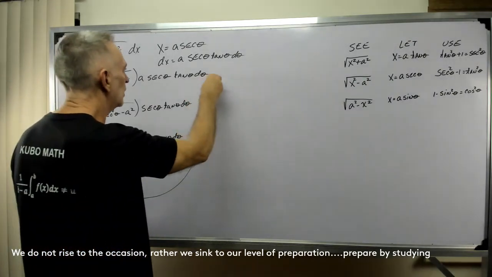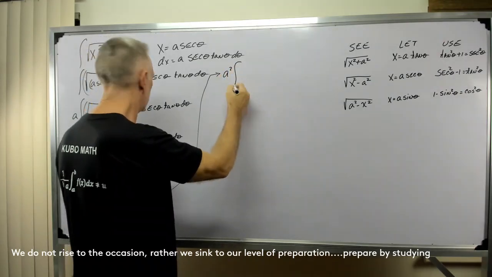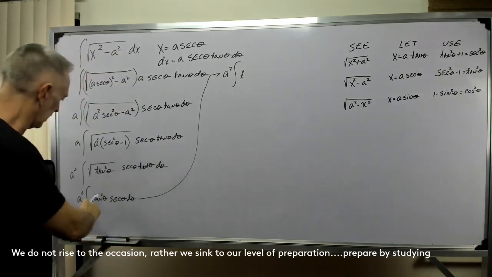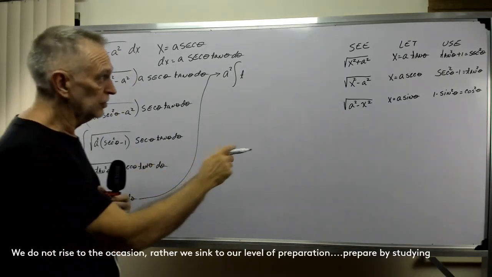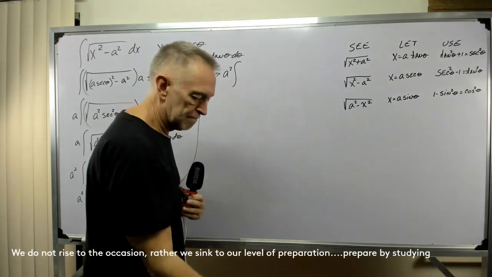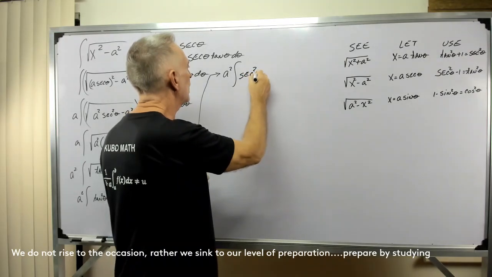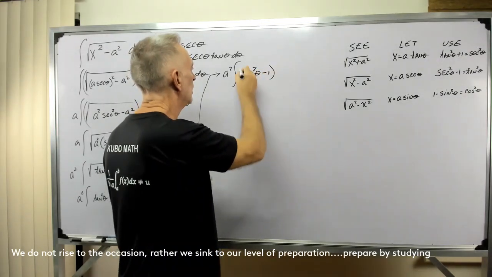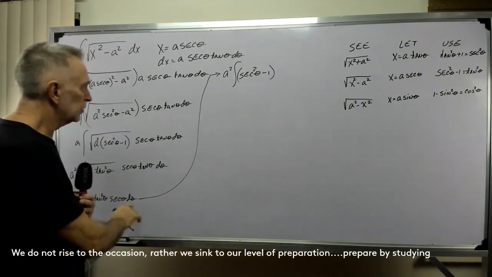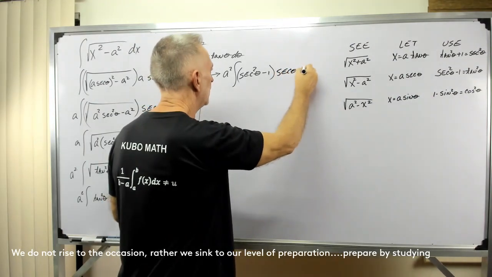So let's go up here. We have a squared times the integral of tangent squared. But what is tangent squared? I could write tangent squared as secant squared theta minus 1. So let me just do that: secant squared theta minus 1. That was my tangent squared theta that I had here, and that's multiplied by secant theta d theta.